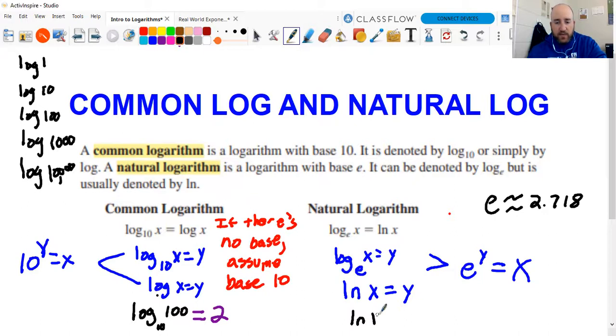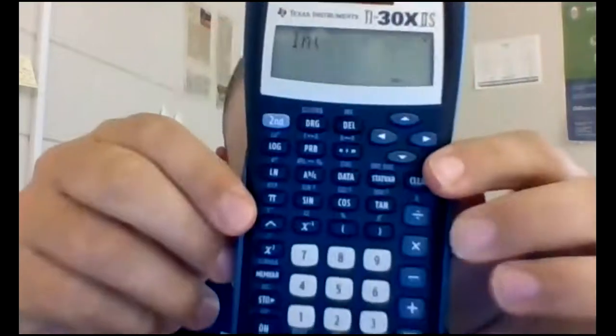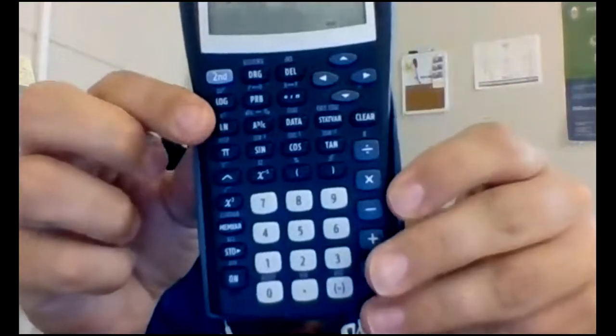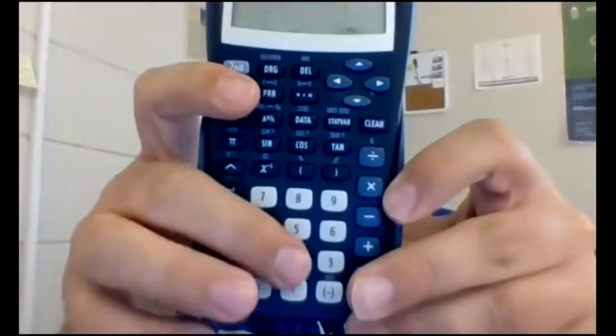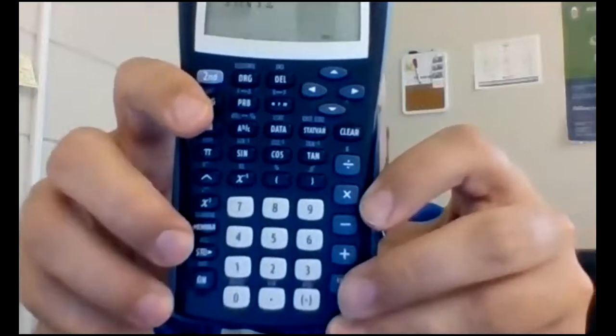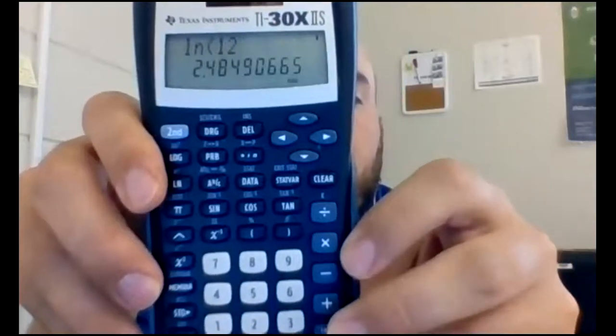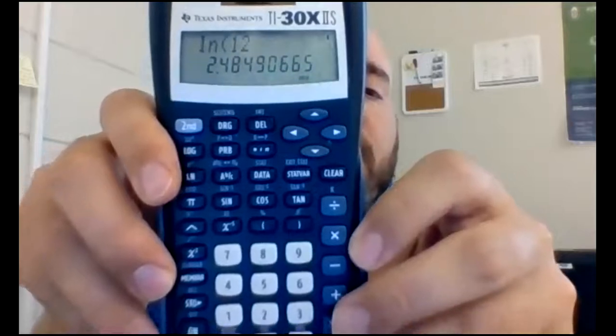All right, so ln of 12 equals. We're going to do the natural log of 12. So let's pull it up. We're going to hit natural log. It's the ln button right there underneath the log. So ln of 12 equals 2.48490665. We'll round it to 2.48.